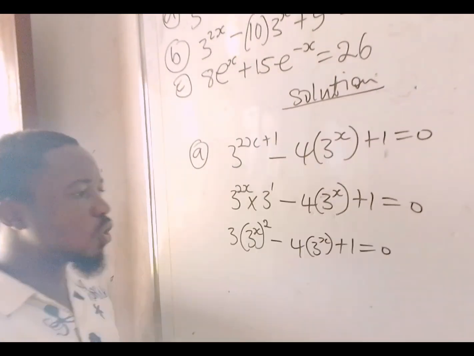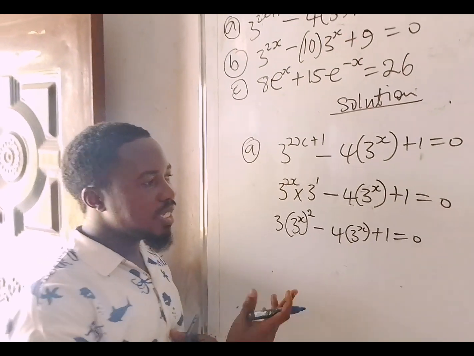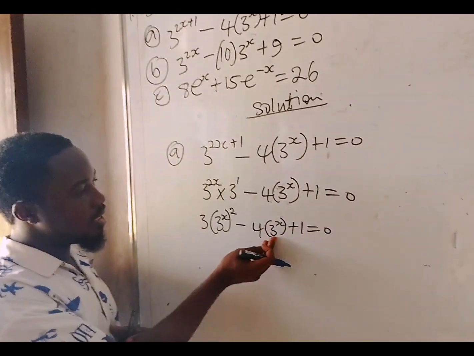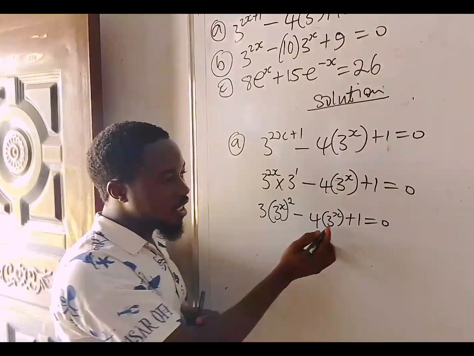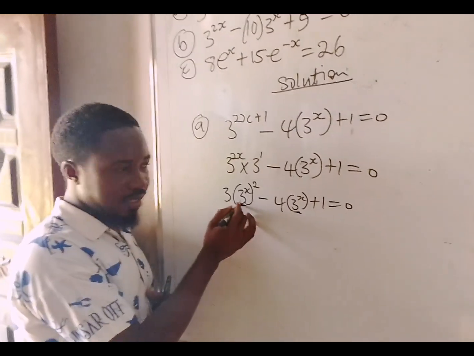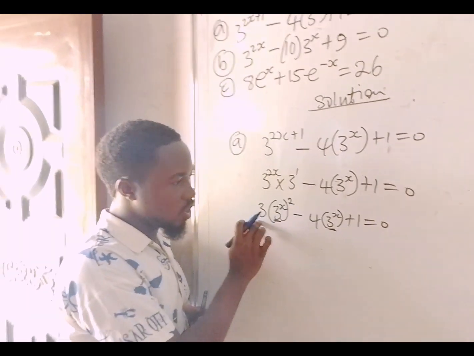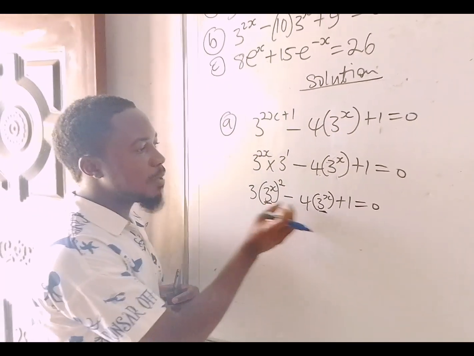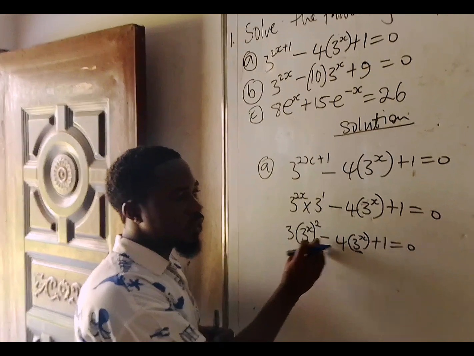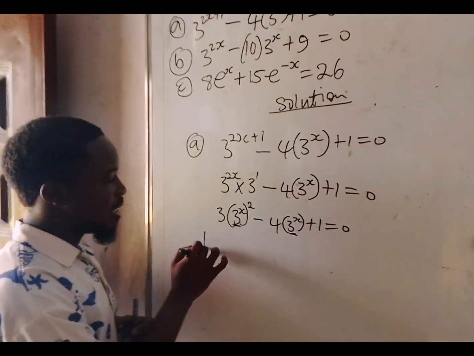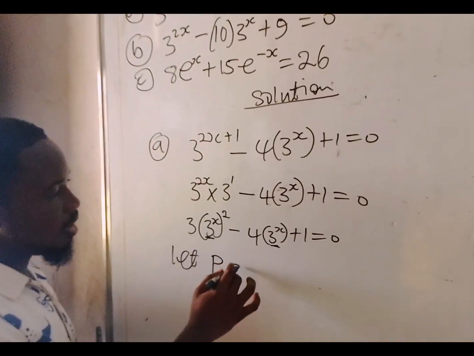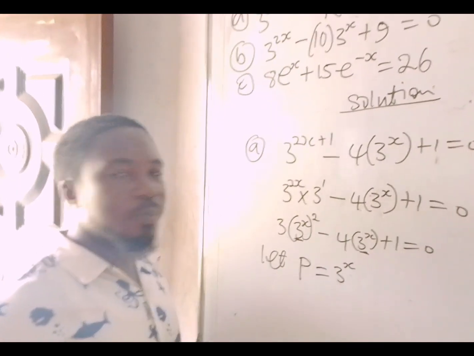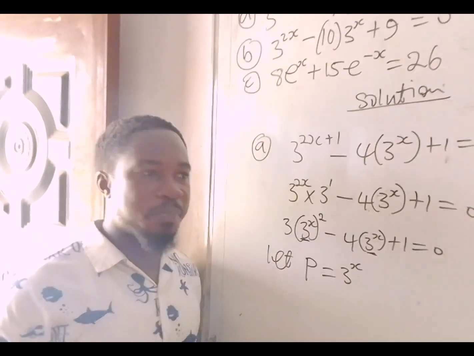Now, we cannot solve this directly because the bases are different. The base here is not the same thing with the base here, although this base now looks same as this base inside, but this 4 is not same as this 3. So this is what we do. Since we've simplified this 3 raised to power x now, we can say let p equal to 3 raised to power x. So anywhere we see 3 raised to power x, just substitute it with a p.